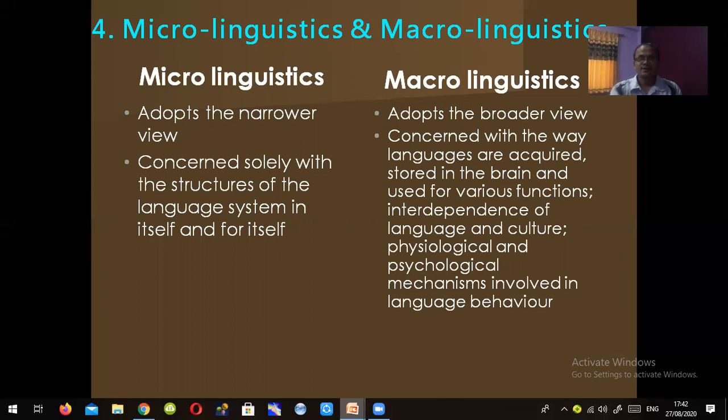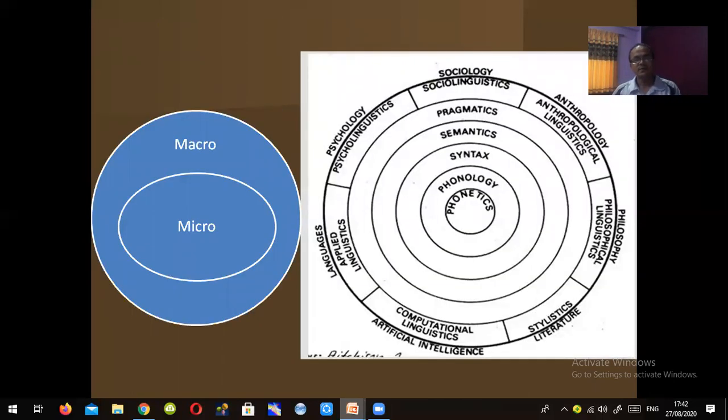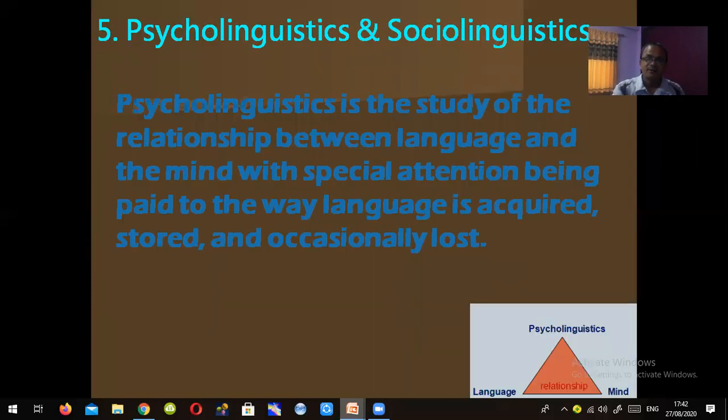So it has lots of areas. Let's see again: microlinguistics is related to theoretical linguistics, the theoretical part, and macro is the applied part. Psycholinguistics, sociolinguistics, neurolinguistics, discourse analysis, computational linguistics, applied linguistics come under macrolinguistics. Again, if you have confusion, see the diagram for micro and macro. Micro is pure linguistics and macro is applied or somehow related to other disciplines as well.